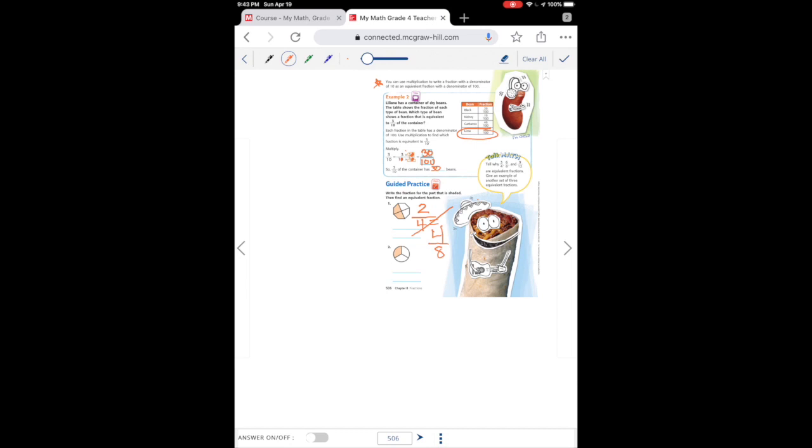First, I need to write it as my fraction. So I need to write it as my numerator over my denominator. How many pieces are there colored in? 1. And how many pieces are there total? 3. Sorry, I'm not writing on the lines. It's a little hard with my pen.